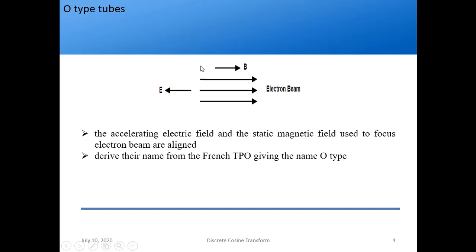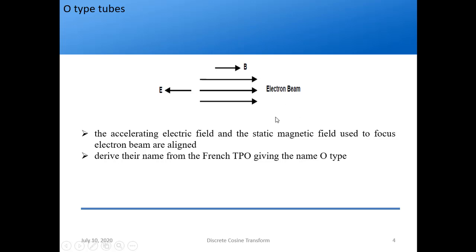So let's see O type tubes. As the diagram indicates, what is happening? As I said, we have an electron beam here. You can see this electron beam as analogous to DC power in a BJT. So I have an electron beam which is traveling towards the right. Then I have a magnetic field oriented in this direction, and an electric field oriented in this direction. If you see, the direction of the fields and the electron beam is aligned, right? The tube in which this scenario is seen is called an O type tube. So the accelerating electric field and the static magnetic field used to focus the electron beam are aligned.